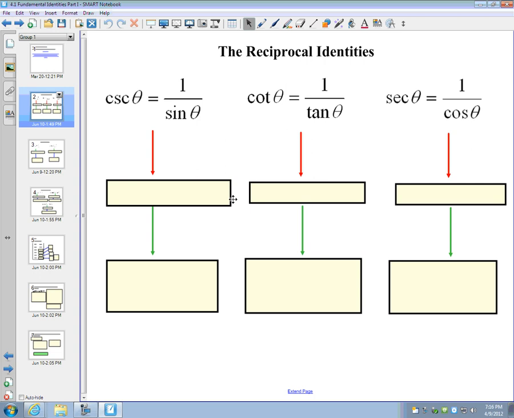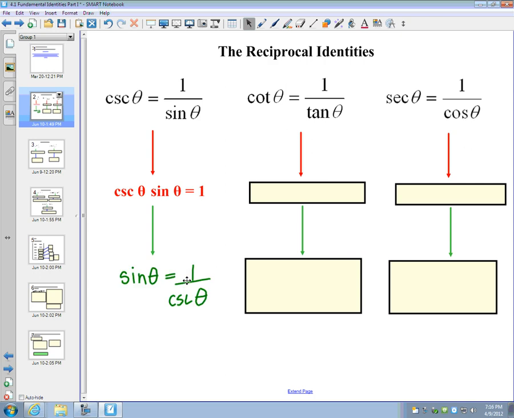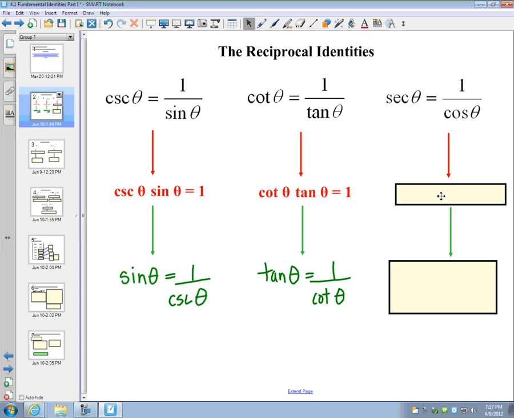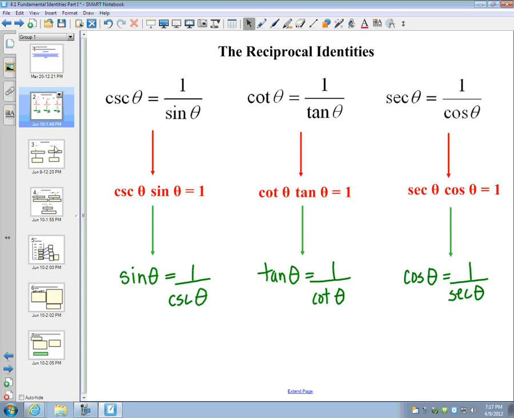Okay, so the reciprocal identities. We know that cosecant equals 1 over sine. So if we multiply both sides by sine, we get cosecant times sine is equal to 1. And similarly, we could massage that and say that sine is equal to 1 over cosecant. Okay, cotangent is equal to 1 over tan, multiplying both sides by tan, and then also solving for tan. Secant is 1 over cos, so secant times cos is equal to 1. Similarly there. So those are the reciprocal identities.